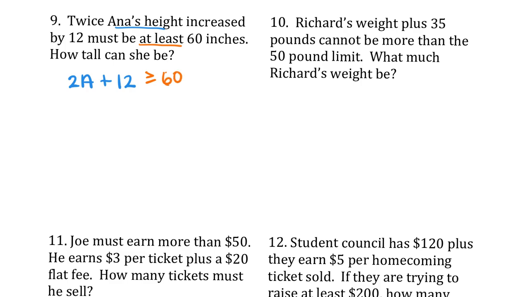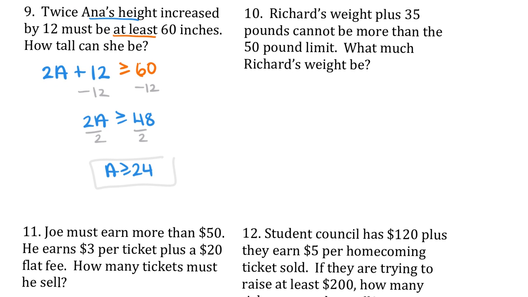Okay, if you picked X too, that's fine. Some people like X. I'm fine with whichever letter you pick. What's 60 minus 12? 48? Okay, so Anna's height is greater or equal to 24 inches, which is honestly kind of short. Let's try the next one.